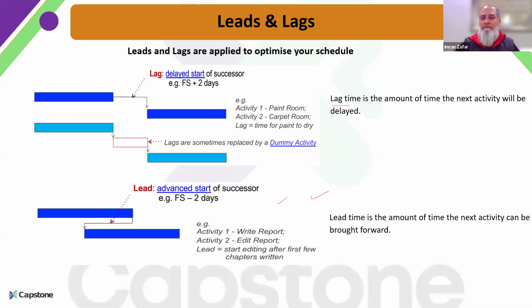So there we need to see activities that can run in parallel, although initially we may have planned them in a sequence like this. Let's say writing a report and editing the report. But rather than waiting for the complete report to finish, I can pull it forward. So this can squeeze our schedule, and we can have some lead time in between, so that we can work on both the activities in parallel. So this is the concept behind leads and lags.